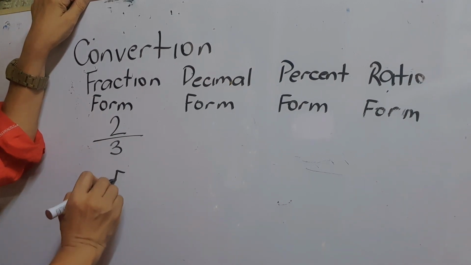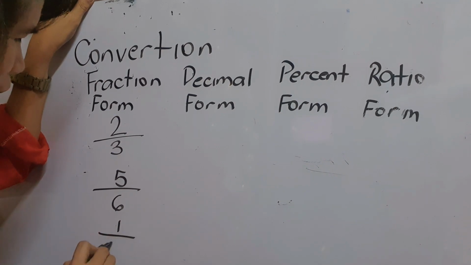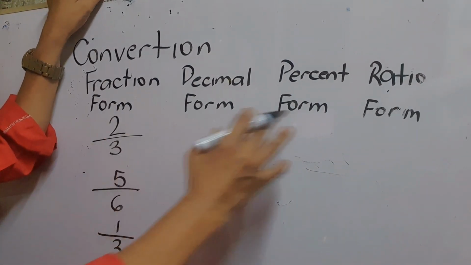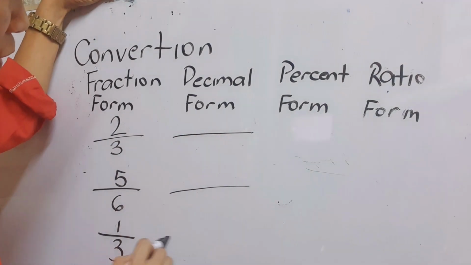2/3. Or we have 5/6. Or we have 1/3. Okay, so granting, these are the numbers given to you. Lumabas sa test ninyo. So, how are you going to fill it up? Decimal form, decimal form, decimal form.